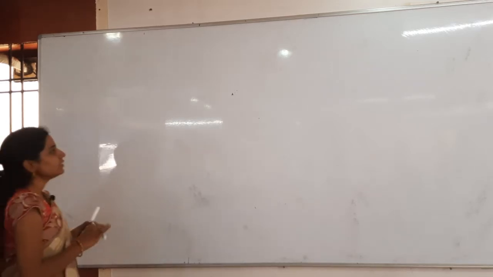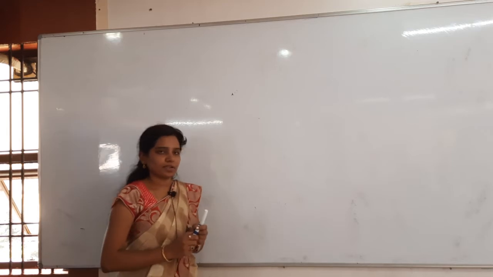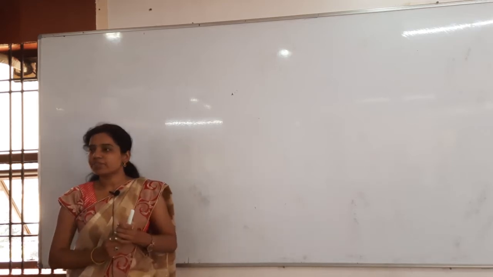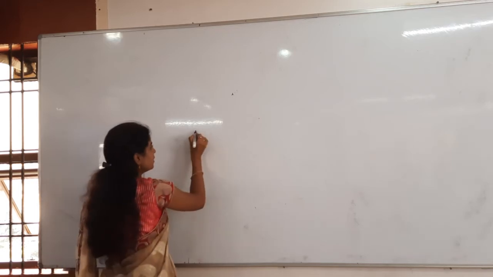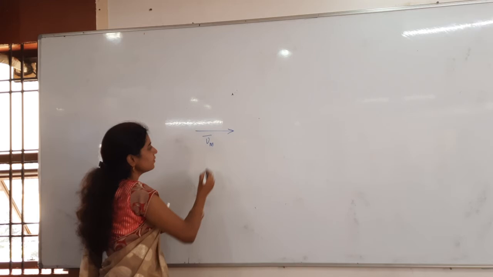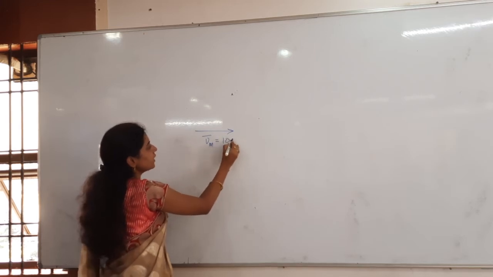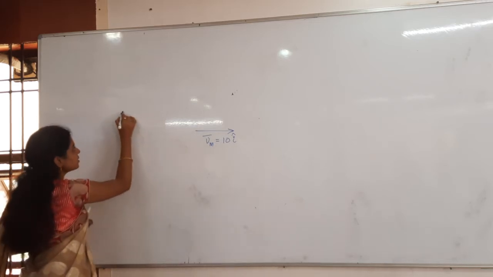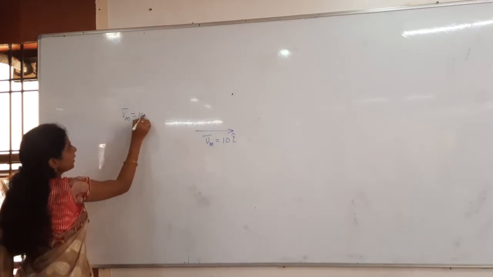See, the man is moving. In which direction? East direction. Listen properly, the man is moving in the east direction. The velocity of the man, Vm, is 10 kilometers per hour along the east direction. So the velocity of the man is 10 i cap.